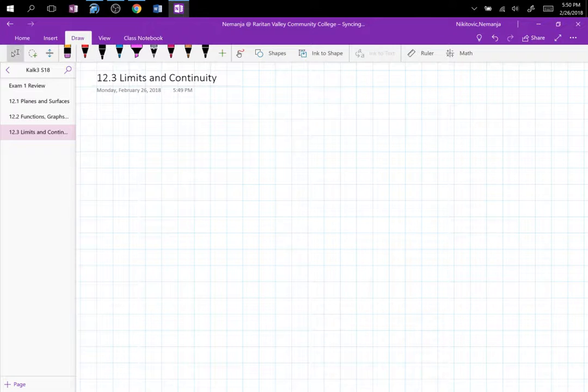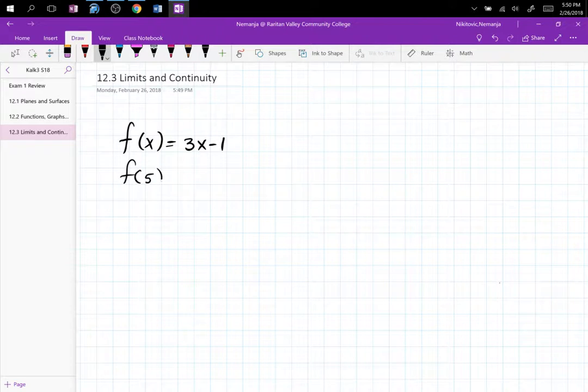So when you have f of x equal to, let's say, 3x minus 1, and you want to compute f at 5, you plug in that 5, right, and you get 14. And this is your pre-calculus.